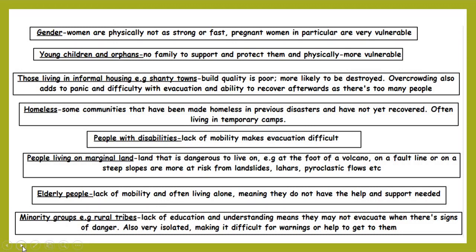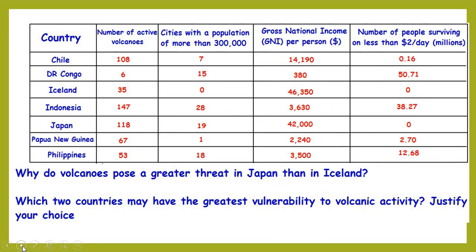Okay, so what's quite common in an exam is they might give you a table of data like this and ask you to interpret it with a few questions underneath. So what we've got here is a number of countries that all have volcanoes in them, and it tells you how many volcanoes each country has. It also tells you within that country how many cities there are with more than 300,000 people in them. So those are quite big cities, that's 1/3 people. It also tells you the gross national income. This is the average earning per person per year. Okay, and it also tells you the number of people surviving on less than $2 a day.